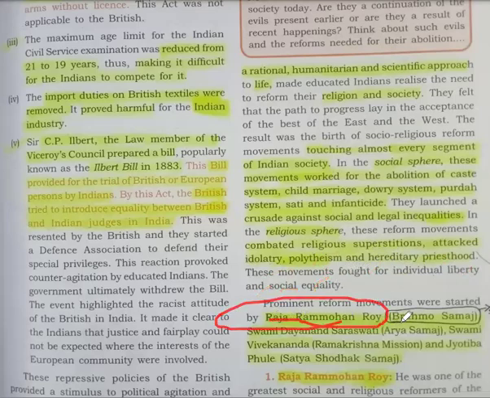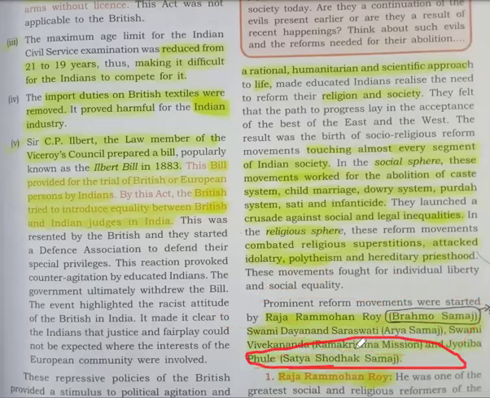Raja Ram Mohan Roy created the Brahmo Samaj. Swami Dayanand Saraswati created Arya Samaj. Swami Vivekanand created Ramakrishna Mission. And Jyoti Phule created the Satya Shodhak Samaj.